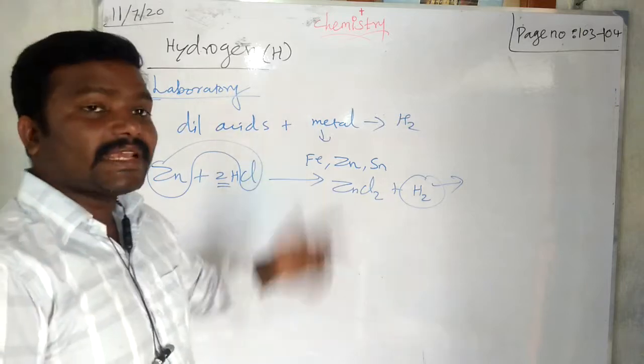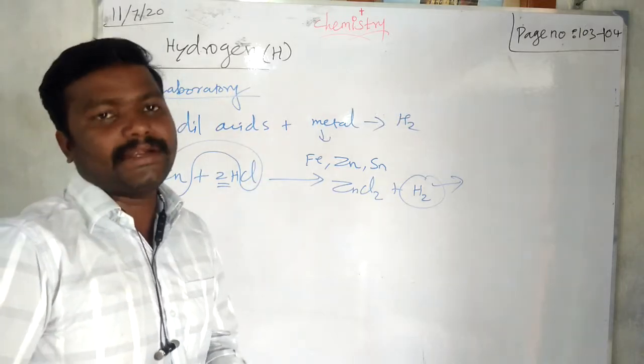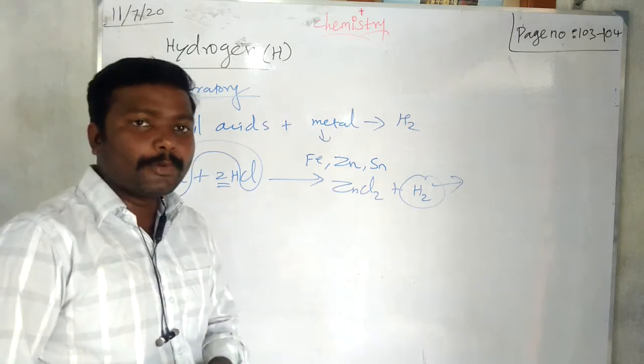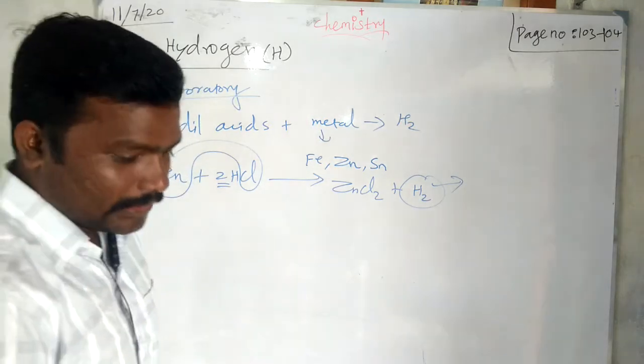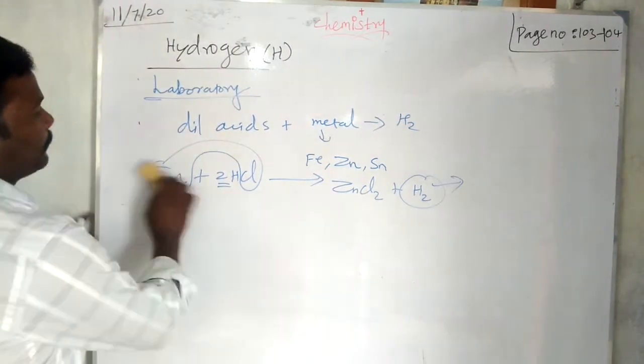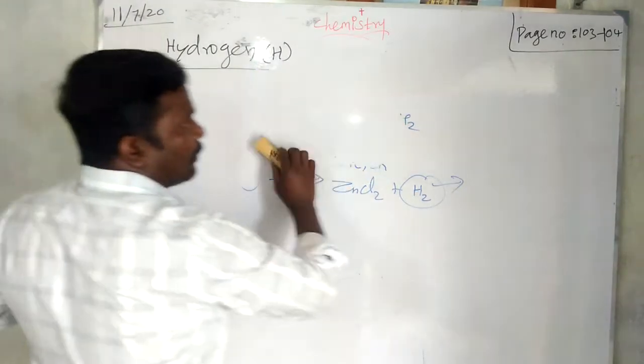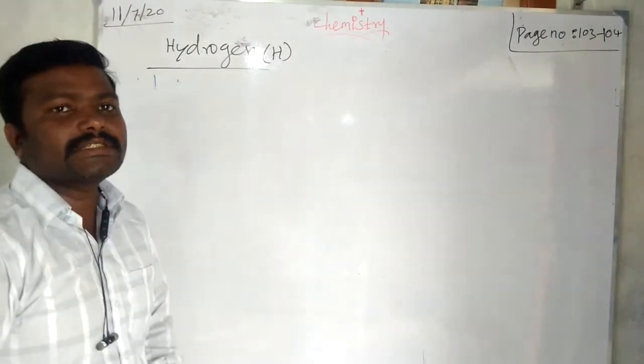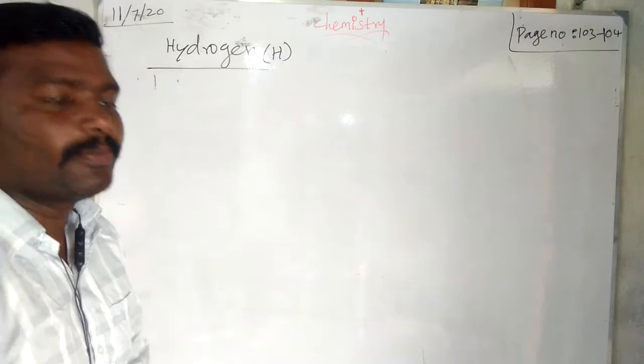Okay. The previous method is known for pure hydrogen. We can prepare 99.9% pure hydrogen in the previous method. The third method, a very interesting method actually, has another name also. This is called large scale, that is industrial preparation.